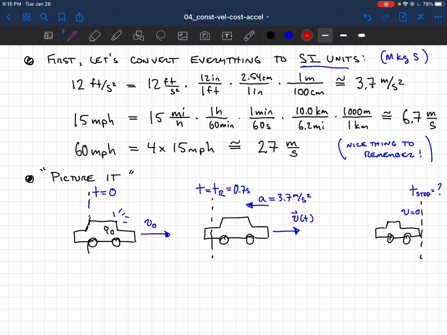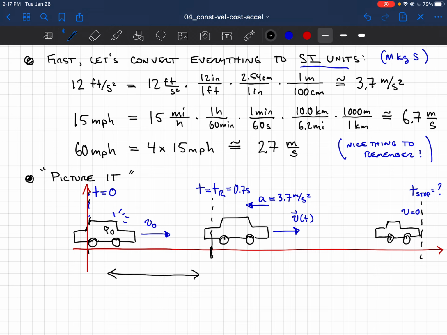Let's also give ourselves a coordinate system. I can draw here that the motion is all on the x-axis, and we might as well put the origin back here at time t0. I can't see any reason why not. And then we can give ourselves some position values or some distances. So this is the amount of distance traveled during the reaction time, so we could call that d-react.